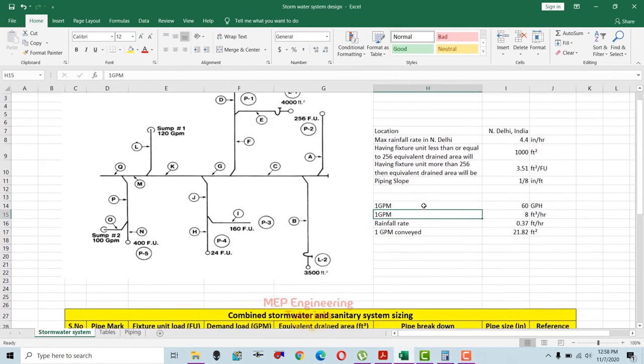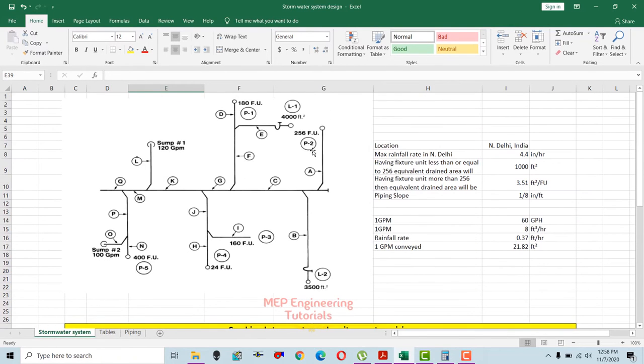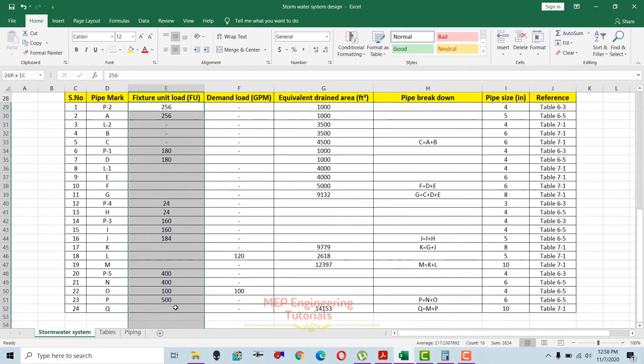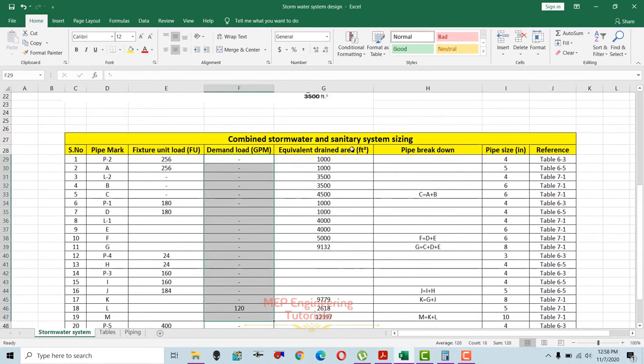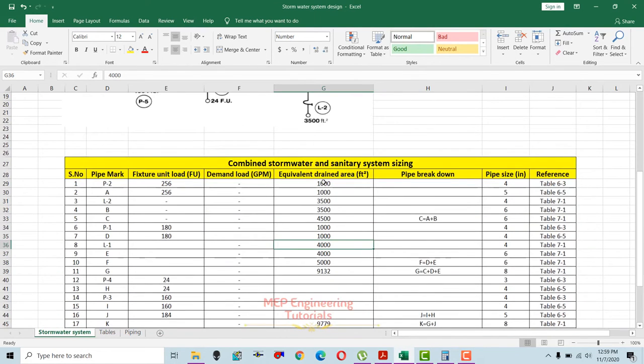So first of all, you can see here we have a pipe mark. I have divided each pipe segment and given it a name. So here it is represented by a pipe mark, and then we have a fixture unit, then we have a demand, and then equivalent drain area in square feet. Since this is a combined stormwater and sanitary system, we need to convert this fixture unit represented here on the drawing, because this fixture unit is from the sanitary drainage system. We need to convert this into equivalent drained area and write it here in this column, equivalent drained area.